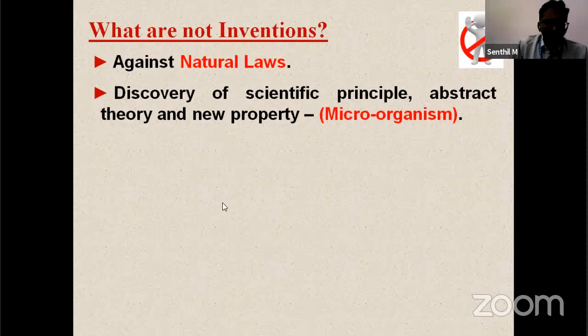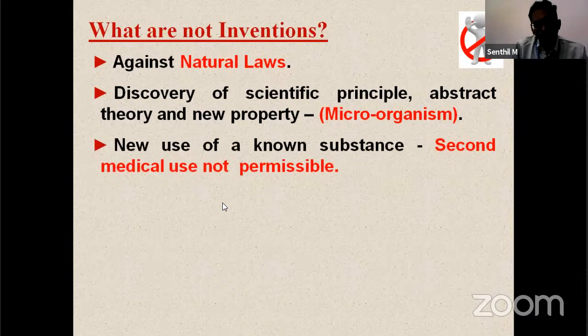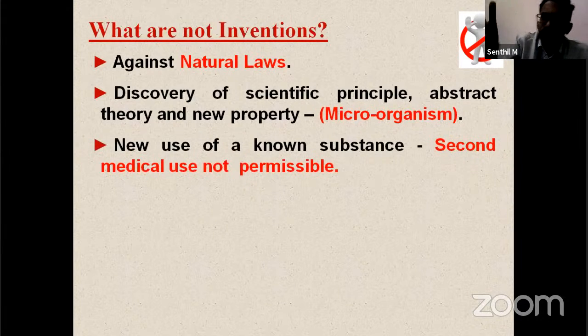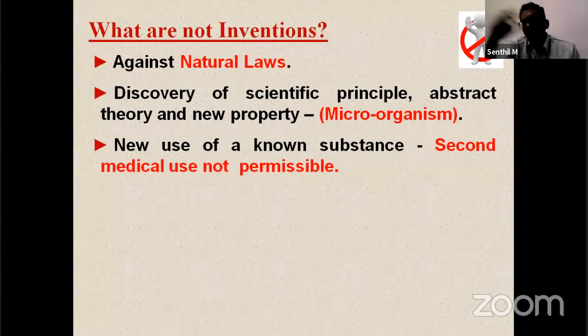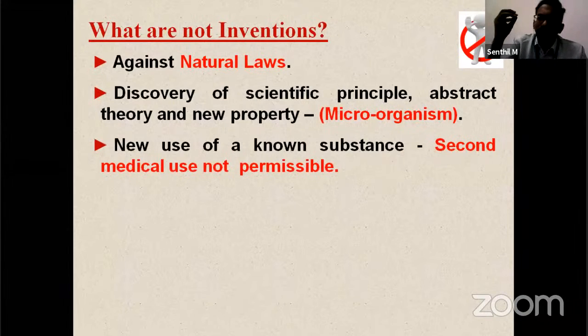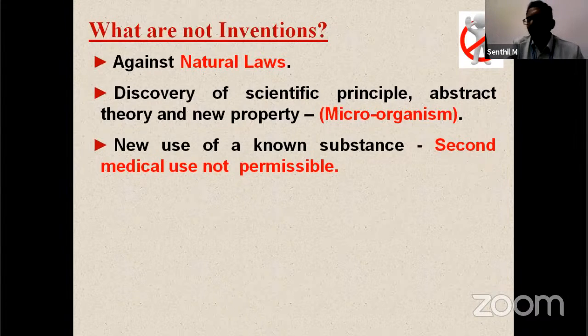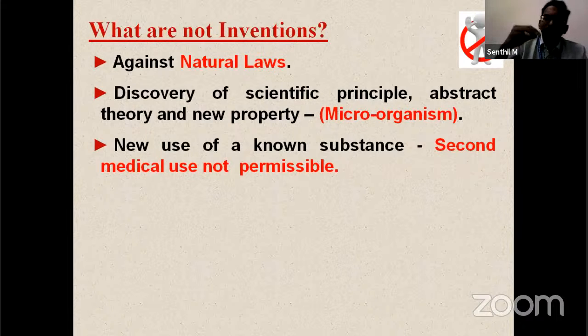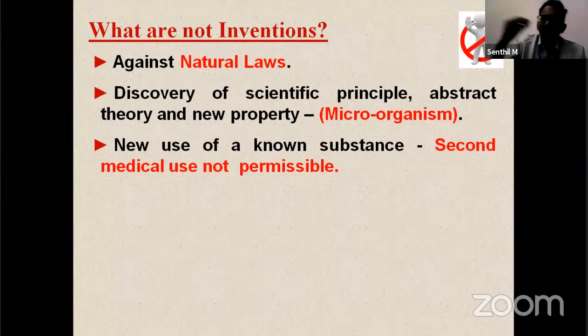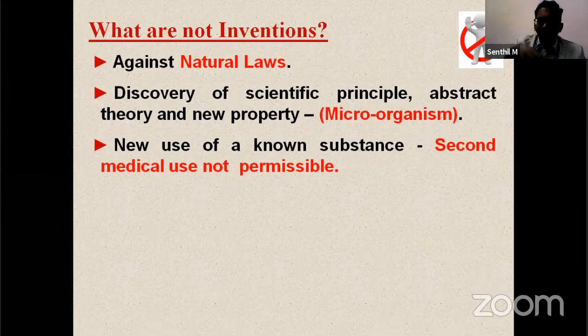Okay, so coming into microorganisms, new use of known substances. Say you already have equipment which has been used in some other area; you cannot claim a patent that it has been used in this area. For say, you might be using one type of electronic product in an agricultural field, then you shift it to other fields like software or automobiles, and you cannot claim a patent for it.